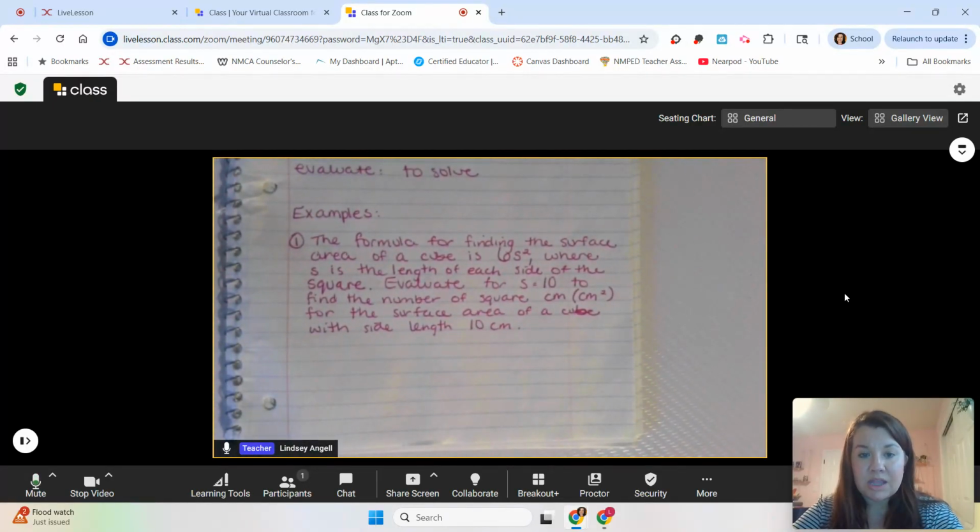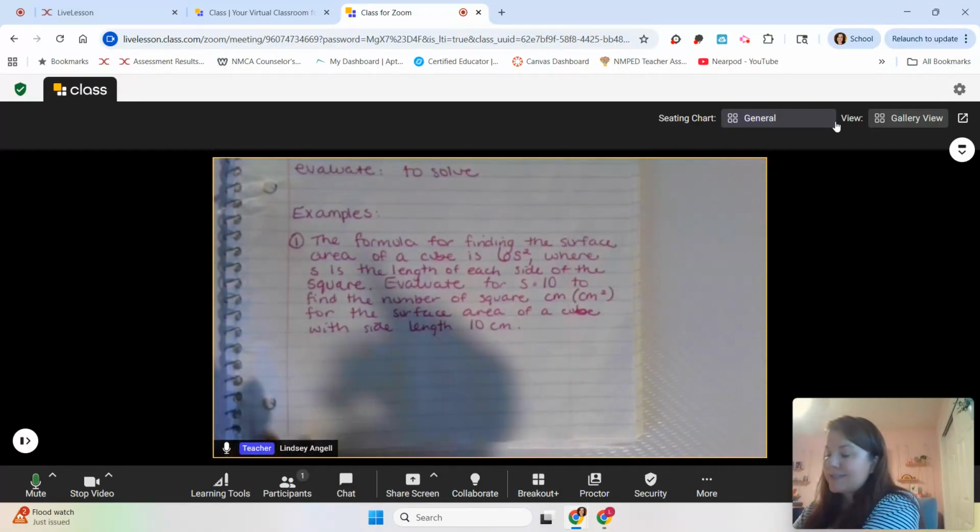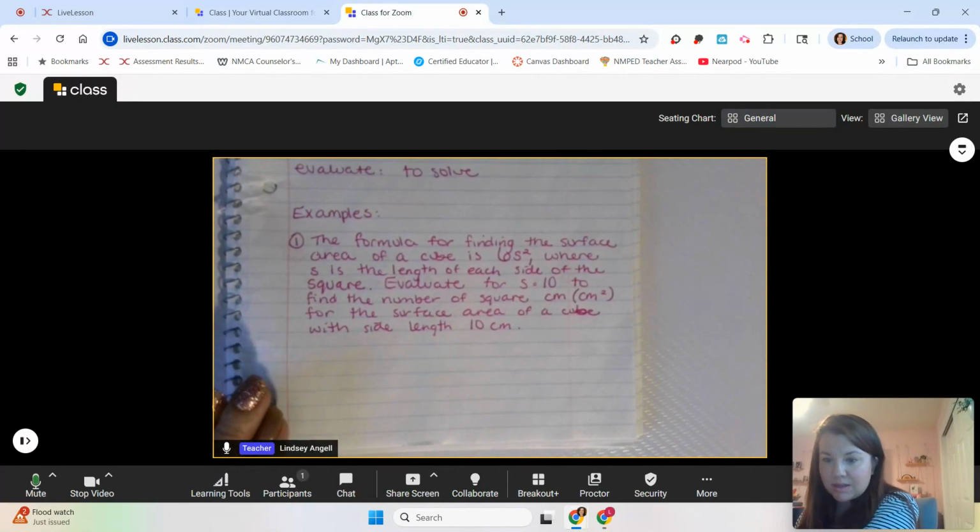Number 1. The formula for finding the surface area of a cube is 6s squared, where s is the length of each side of the square. Evaluate for s equals 10 to find the number of square centimeters for the surface area of a cube with side length 10 centimeters. Holy moly, right? It sounds big and scary, but it's really not that bad.